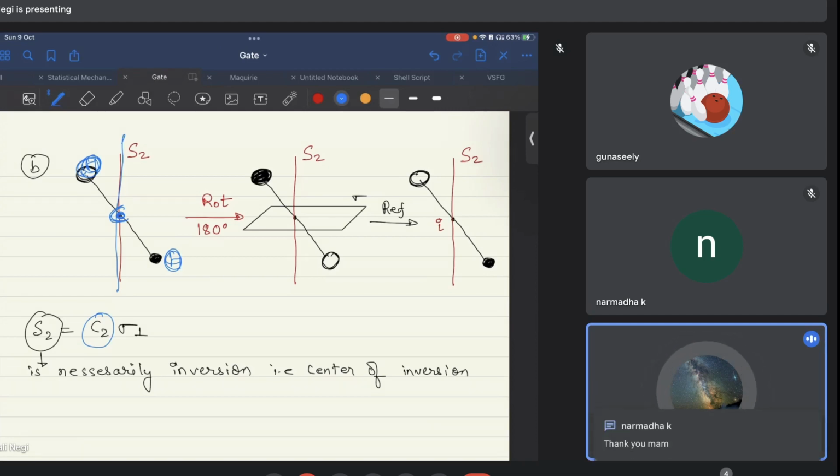Okay, and Gunasli? No doubt, ma'am. Okay. Yeah, you can work out whether the I and C2 are actually giving me the similar configuration or a different one. And you can tell me in the next class.